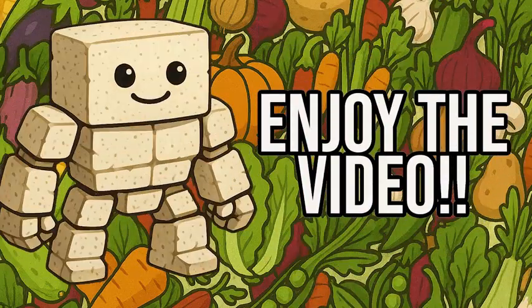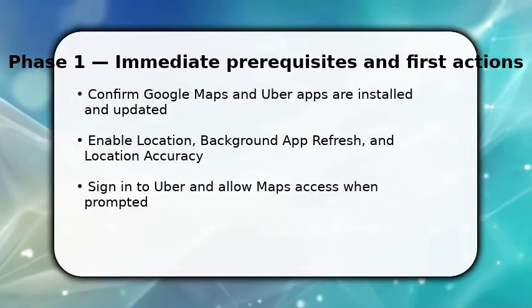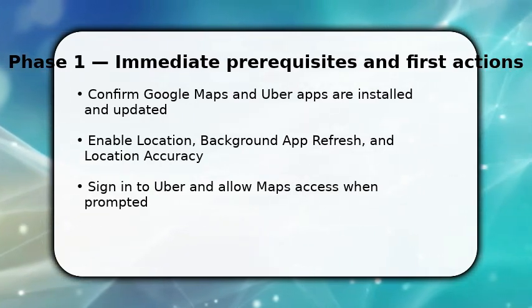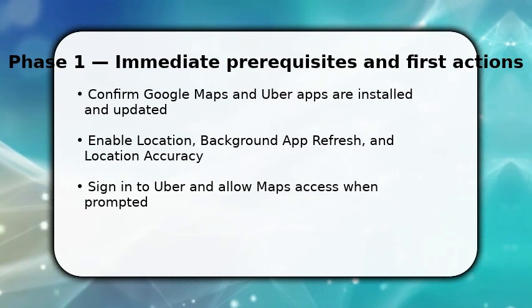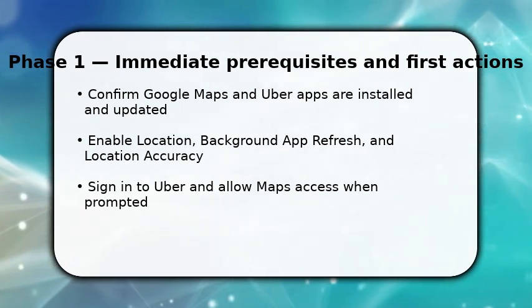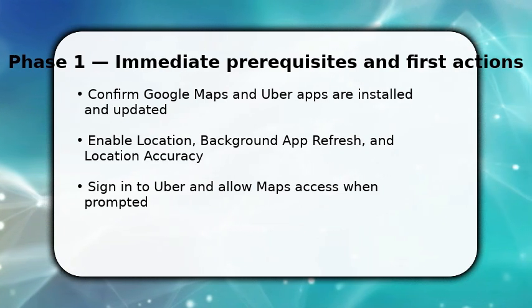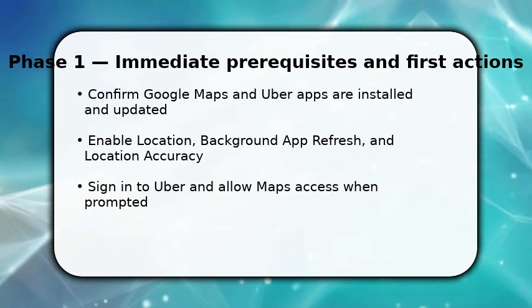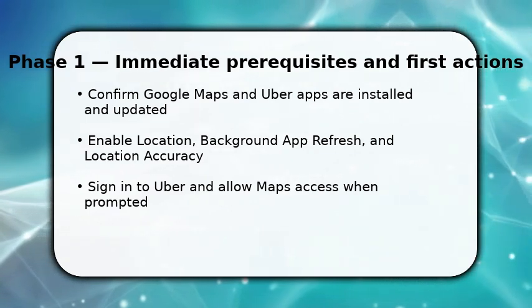Please enjoy the video. You start by preparing both apps so navigation behaves predictably. Open Google Maps first to verify your location accuracy, then open Uber. Make sure you grant location and map permissions. Once done, tap a destination in Uber to see map choices. Google Maps should appear as the navigation option if enabled.